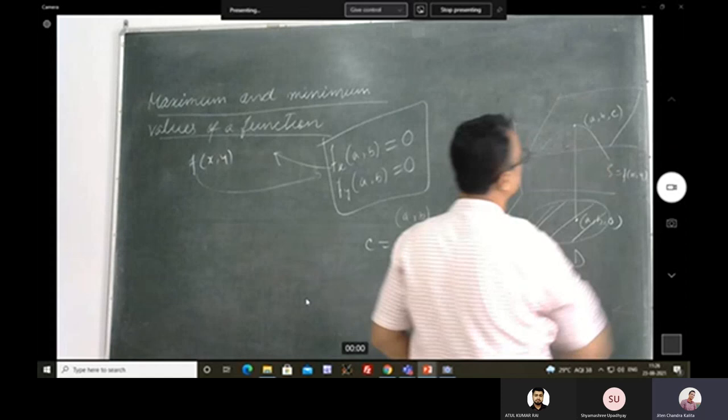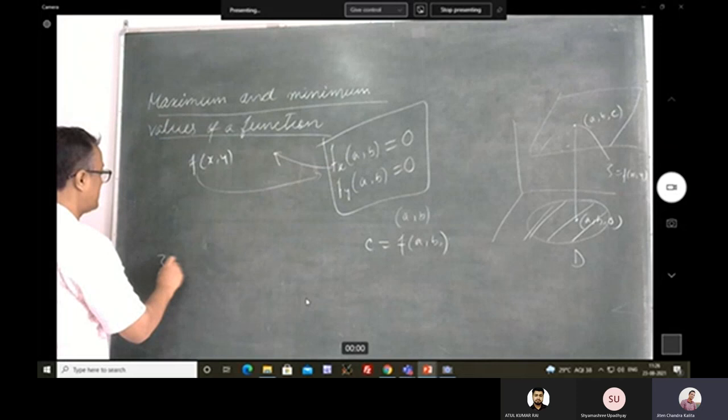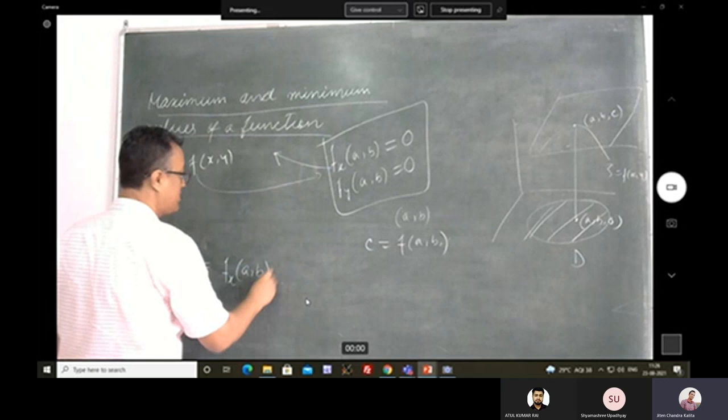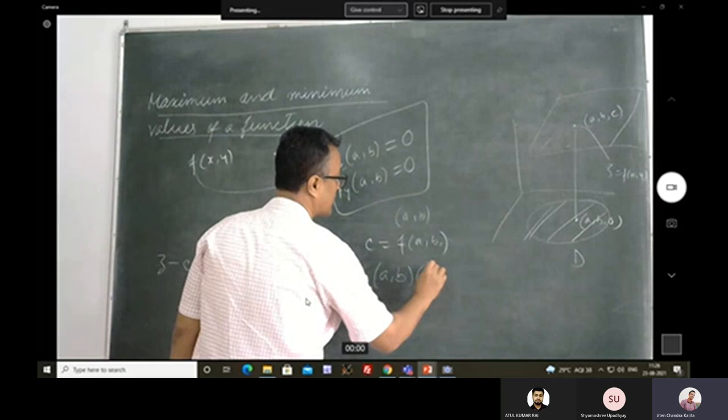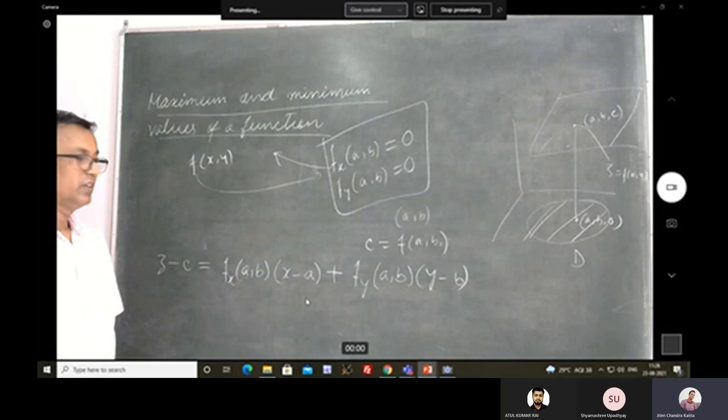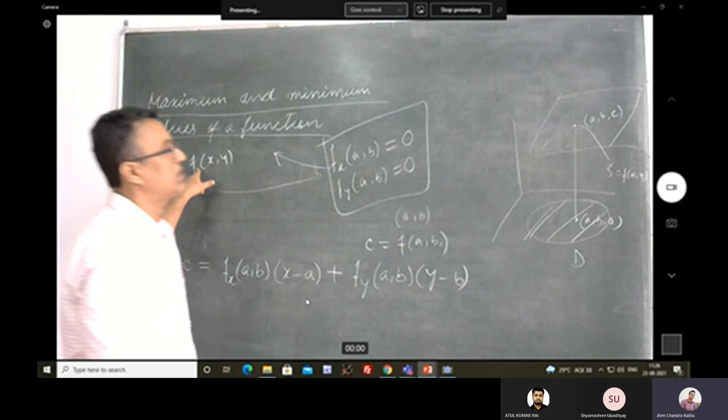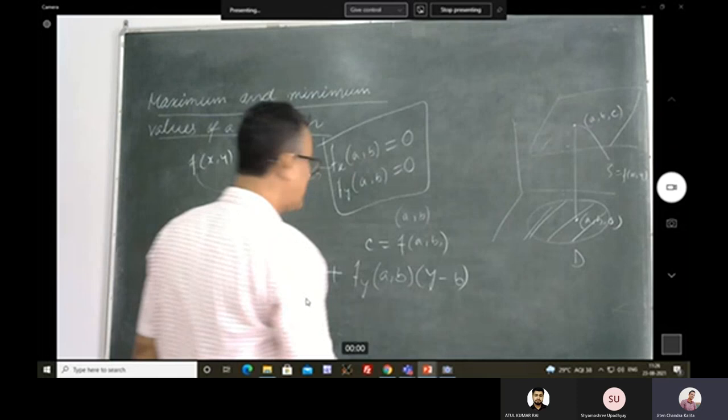So then you know the equation of the tangent plane: z minus c equals f_x at (a, b) times (x minus a) plus f_y at (a, b) times (y minus b). This we have already done, isn't it? Fine? Okay. So now, if the function f has a maximum or minimum at this point (a, b), that is, at the point (a, b, c), then what must happen?